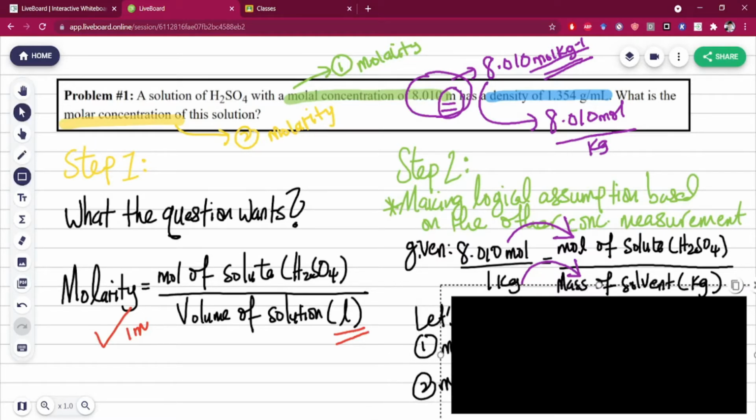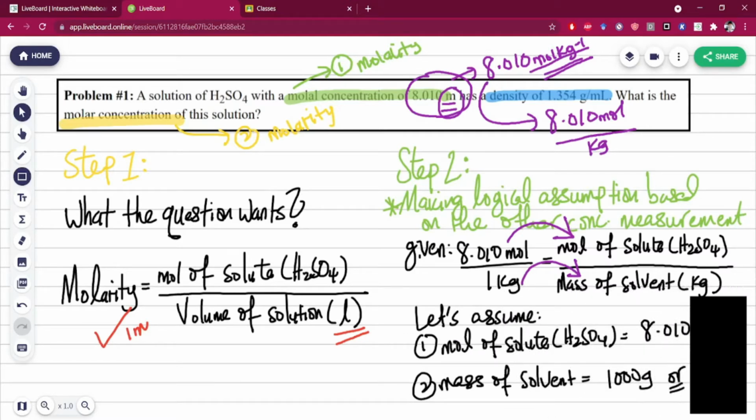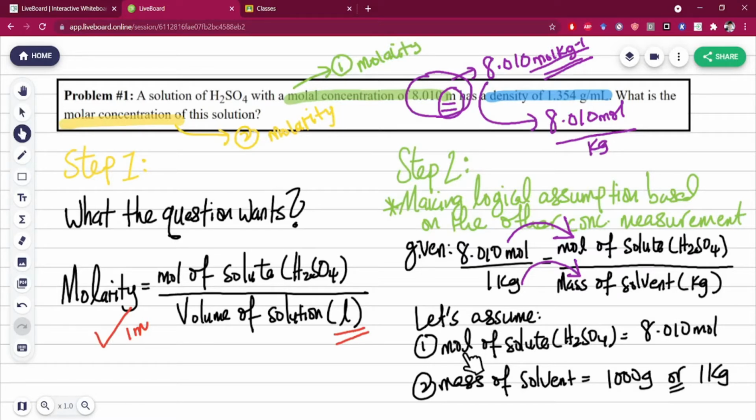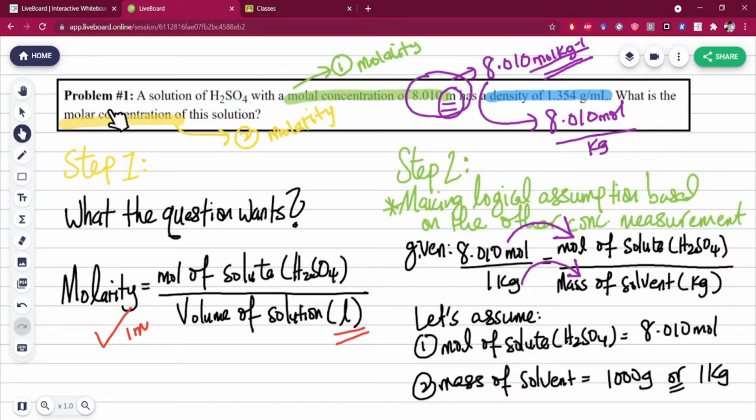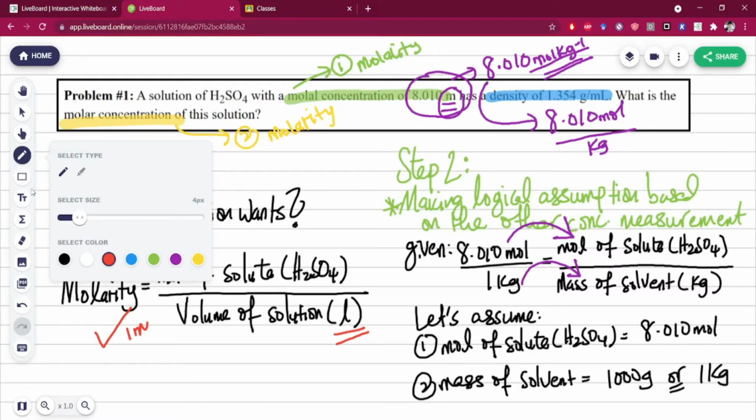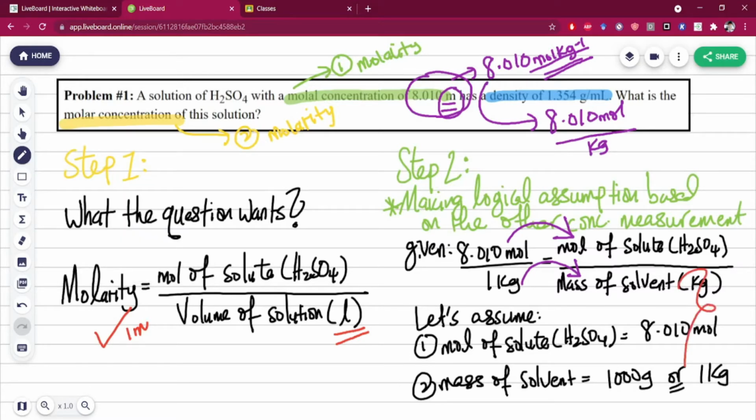So we can assume that the moles of solute is 8.010 mole, like what we have over here, and the mass of solvent is 1,000 grams or 1 kilogram. Remember, these two assumptions happened from the logical assumption process that we have done above. We're not simply assuming stuff. We need to base it on what the question gives, and in problem number one, it gives you the molality. By doing the assumption correctly, you will get 1 mark for this whole part.